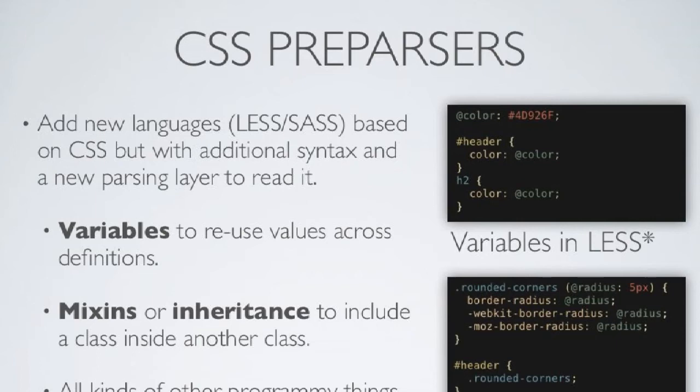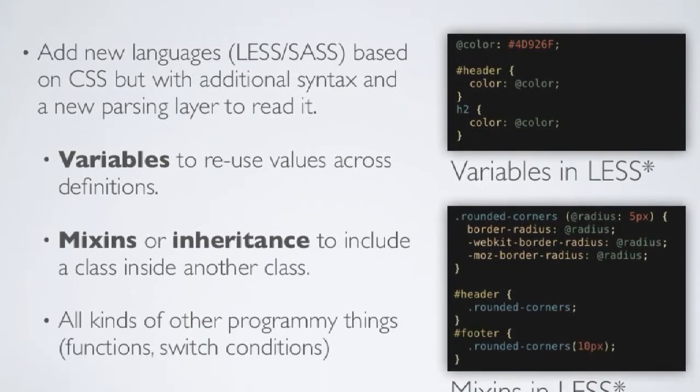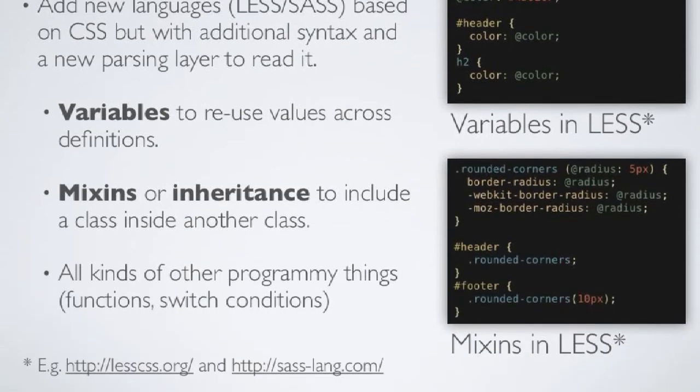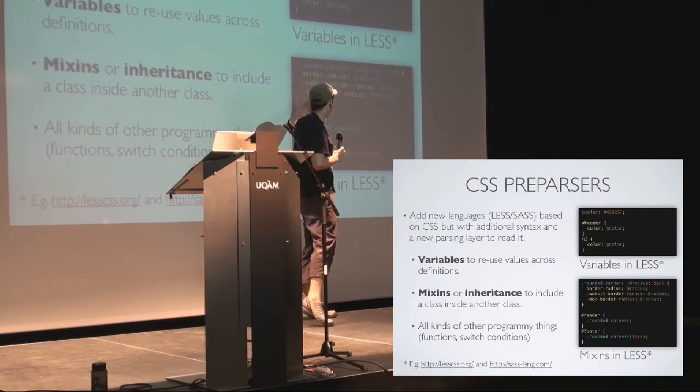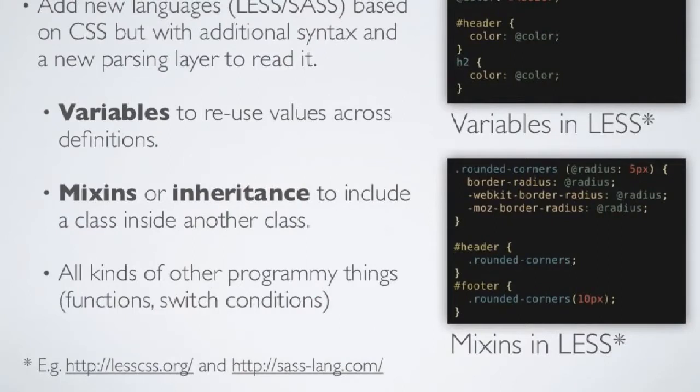That is in fact DRY, like you're only putting the actual hex code for the color once. And the other one is mixins, or inheritance, which works like this, where you say .rounded-corners, right? Every class you have, you can just put it somewhere else. So in header, they just put .rounded-corners, and then any properties that are in rounded corners are automatically included in header. And what the browser ends up seeing is header with all this stuff, and footer with all this stuff.